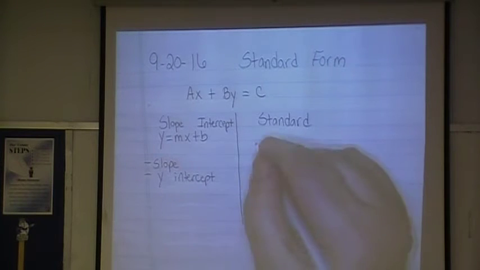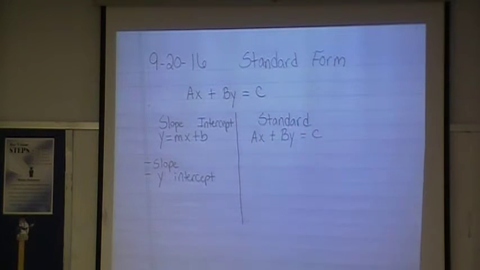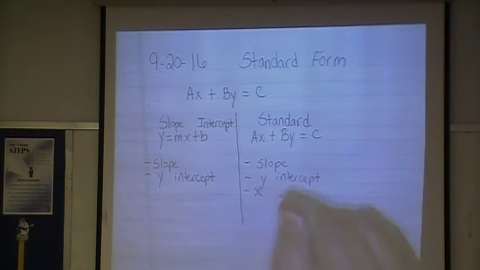Standard form, ax plus by equals c. With standard form, you can find a little bit more information. You can find your slope. You can find your y-intercept. You can also find your x-intercept. So with standard form, not only can you find a y-intercept, but you can also find the x-intercept.